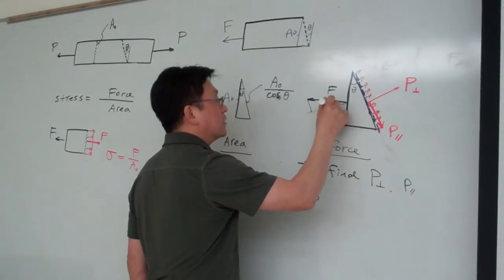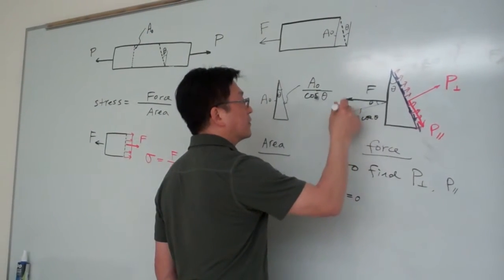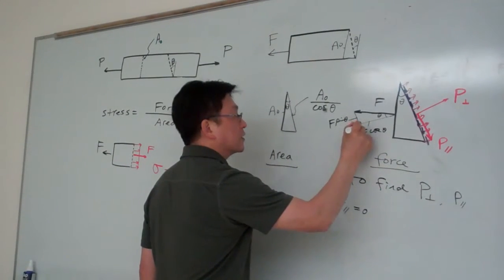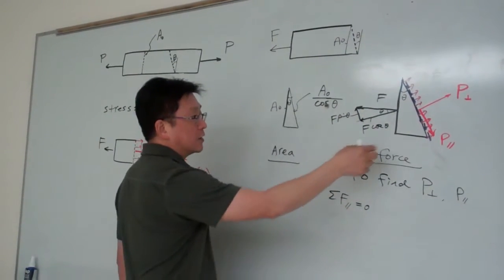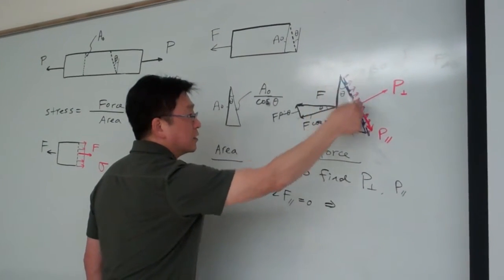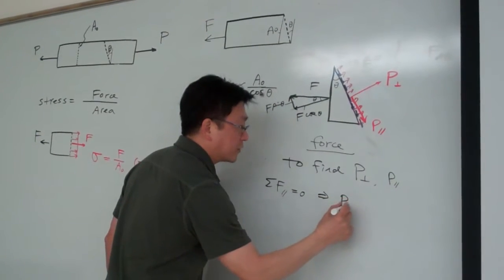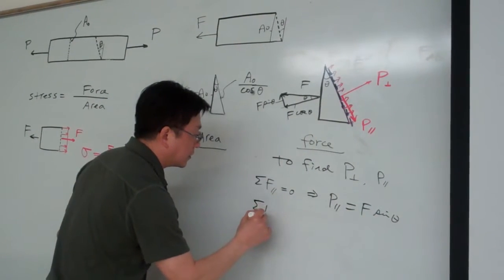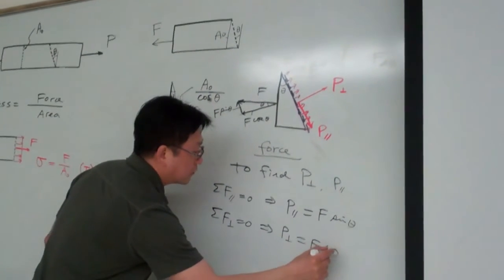So this is theta. This component is F cosine theta. This one is F sine theta. By force equilibrium, in the parallel direction the sum equals 0. So from here you can see this component must be equal to this one. Got it? Therefore P parallel equals F sine theta, and in the other direction, P normal equals F cosine theta.